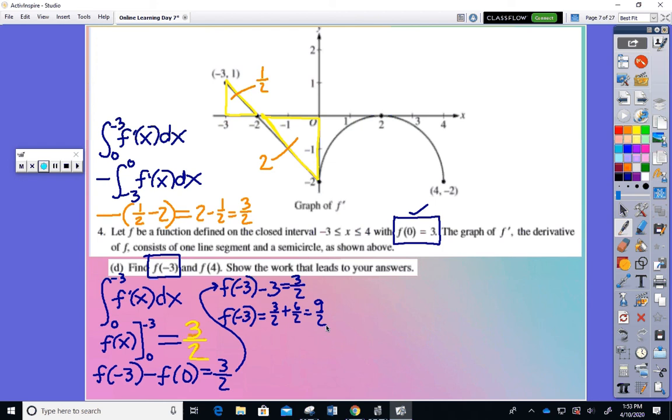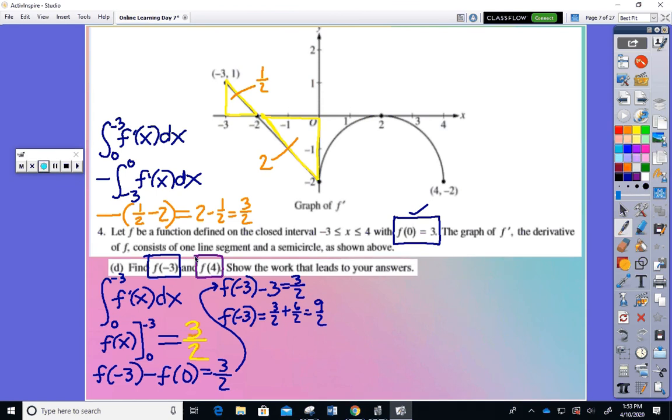So if you feel comfortable on this, you can go ahead and fast forward. If you want to see one more of these, stick with me, okay? And we'll do the f of 4. It's very, very similar, but it might not hurt for you to get a little extra practice.